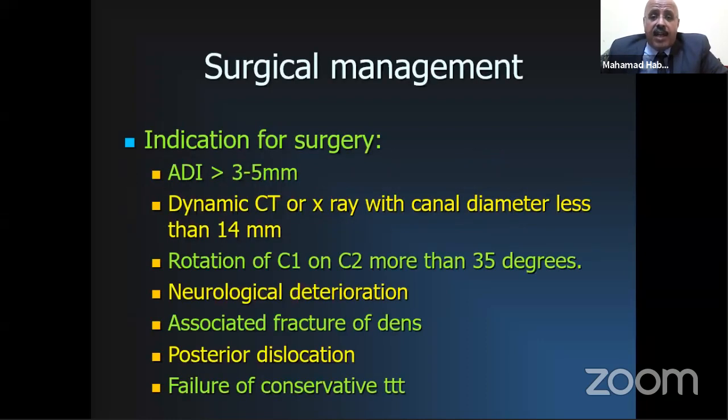The surgical management. Indication for surgery: atlantodental interval more than 3 or more than 5 mm, dynamic CT or X-ray with canal diameter less than 14 mm, rotation of C1 on C2 more than 35 degrees, neurological deterioration, associated fracture of dens, posterior dislocation, failure of conservative treatment.